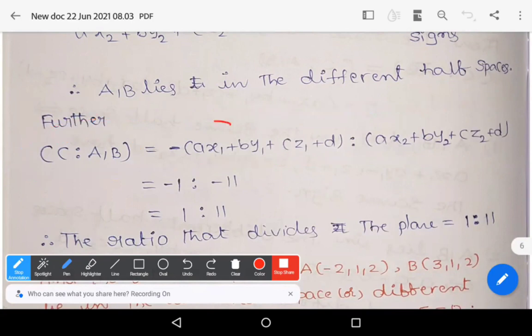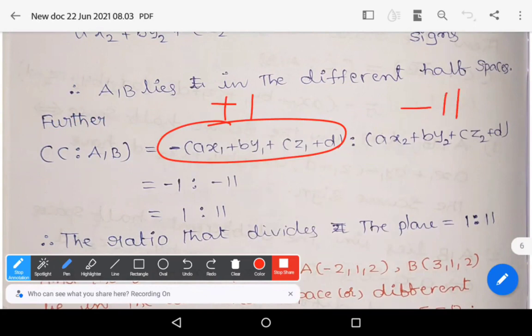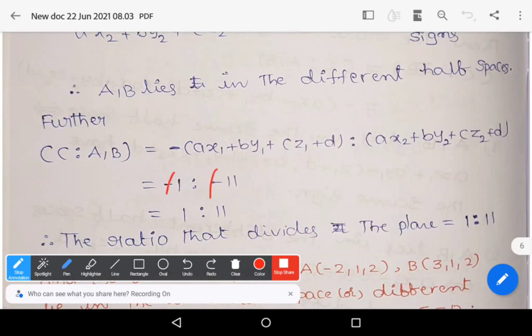Now substitute both the values. This is plus 1 and this is minus 11. Minus into minus plus 1, you get minus 1 and minus 11. By cancelling the negative, you get 1 is to 11. The ratio in which the plane divides AB is 1 is to 11, which is the required answer.